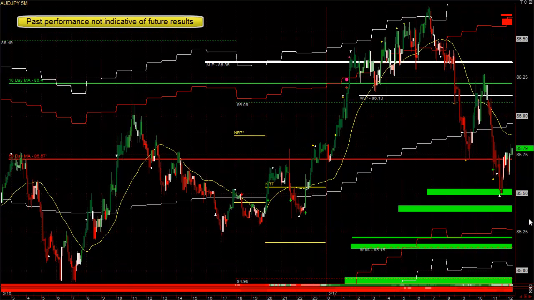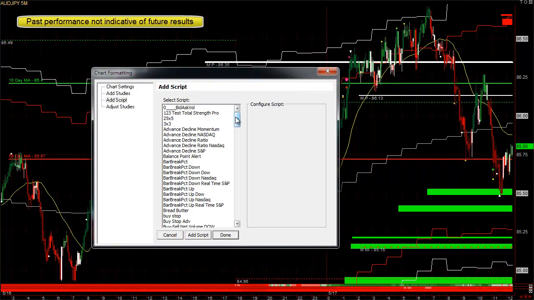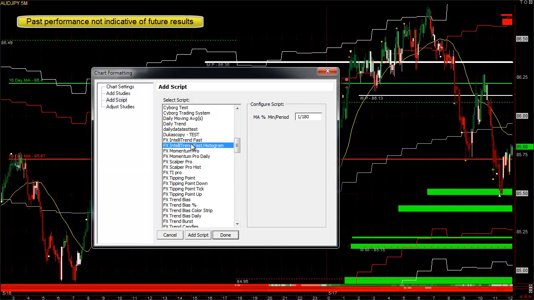I'm going to add the new tool that we're using now. This is a combination of 4 of our fastest and best statistical trend tools. It's called the FX IntelliTrend Fast Histogram. And I wouldn't mess with it, and you should put it on any time-based chart from a 1 to 5 minute. I use it mostly on a 5-minute chart.